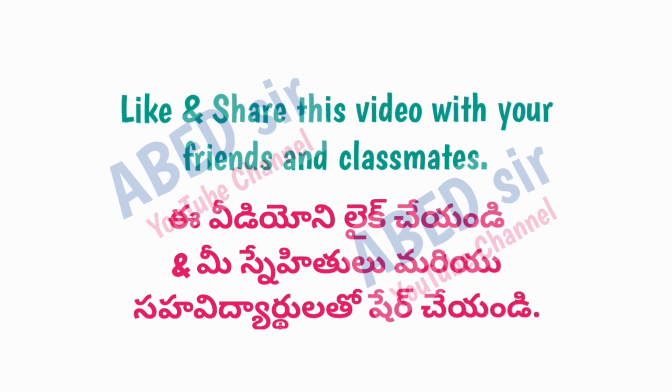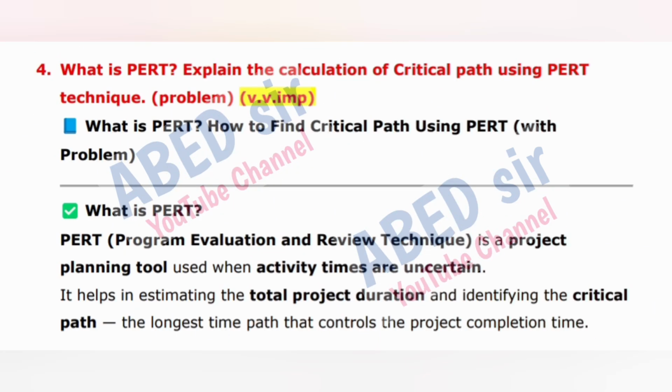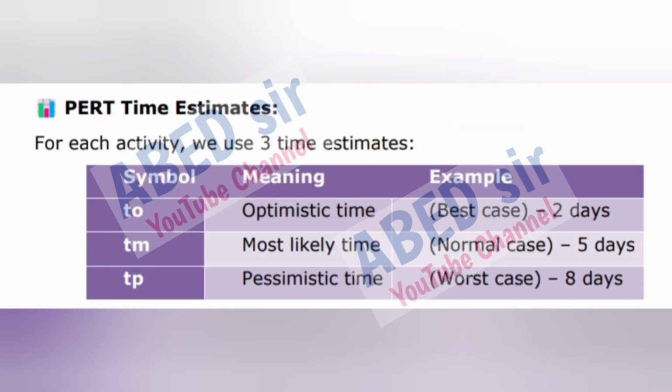Next important long question is, what is PERT? Explain the calculation of critical path using PERT technique. Problem. What is PERT? How to find critical path using PERT with problem. PERT, Program Evaluation and Review Technique, is a project planning tool used when activity times are uncertain. It helps in estimating the total project duration and identifying the critical path, the longest time path that controls the project completion time.